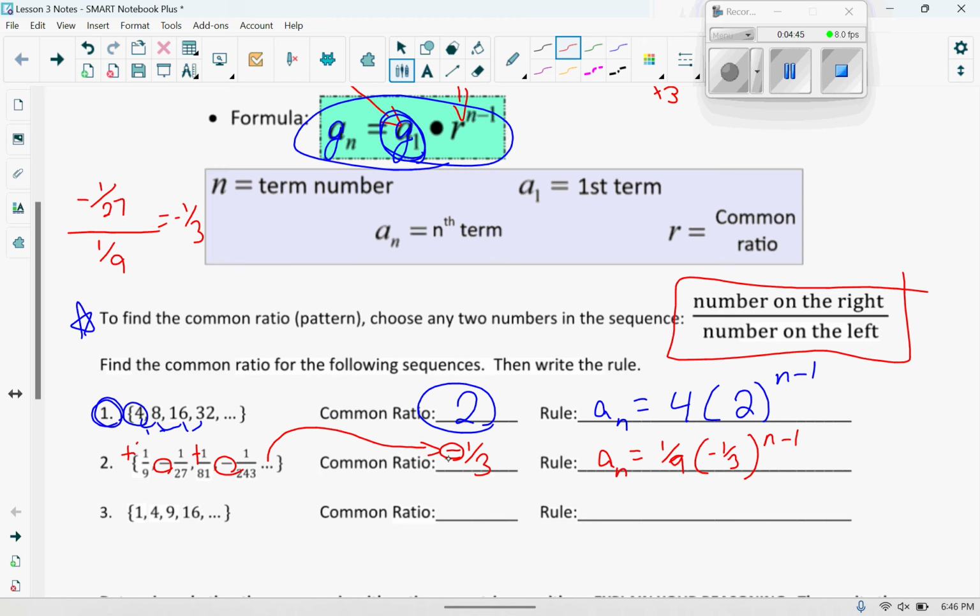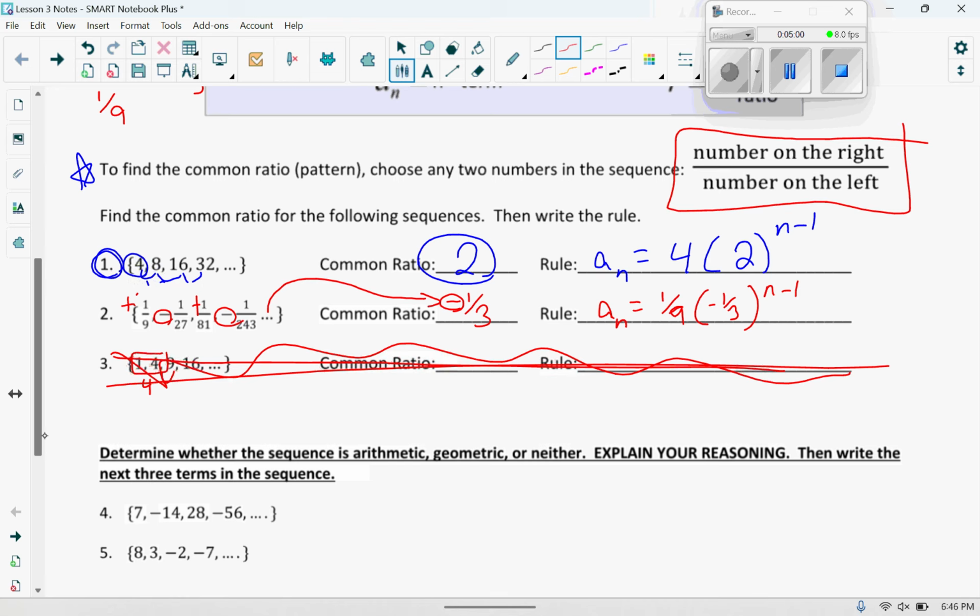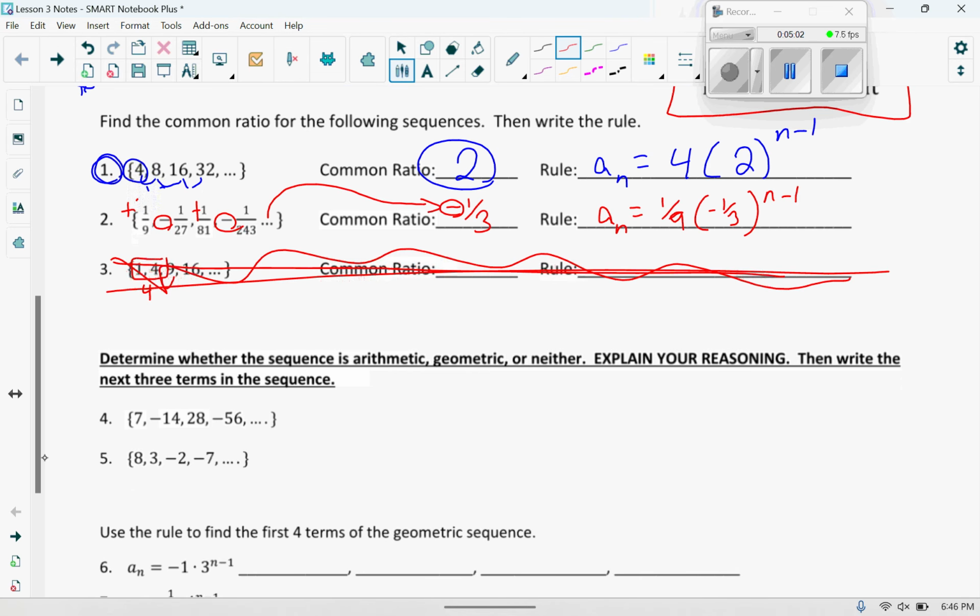Okay, notice this one. Let's see, if it's a geometric sequence, this would be times 4. This is definitely not times 4. So this is not a geometric sequence. It does not have the same common ratio. Okay, so let's look at these next two, 4 and 5. So we have to determine whether the sequence is arithmetic.